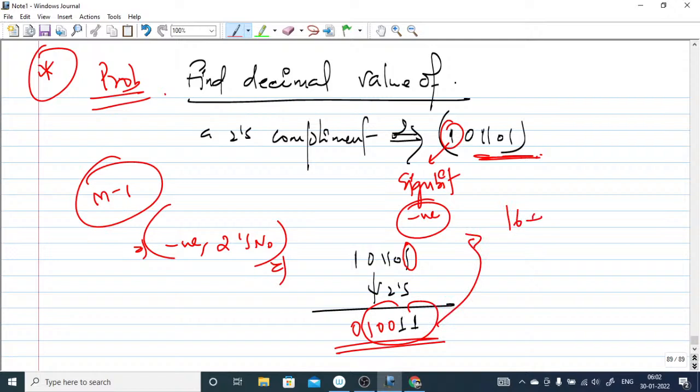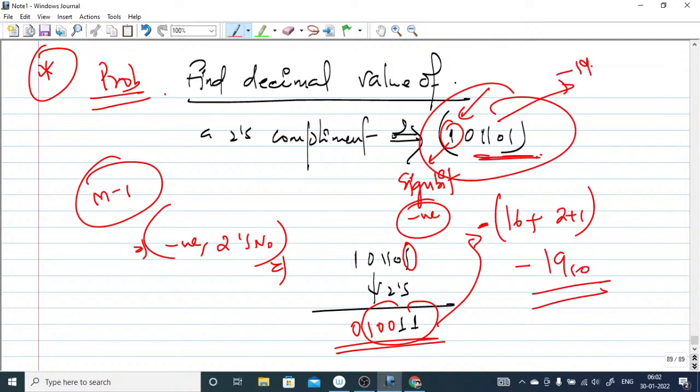So 16 plus, but put a minus sign here always, because whenever it was given, it was a negative number, it was showing, right? So minus of 16 plus 2 plus 1, that is minus 19. Okay, so this is minus 19 in decimal equivalent. Very good question, right? Very confidently you have to do it, very confidently.